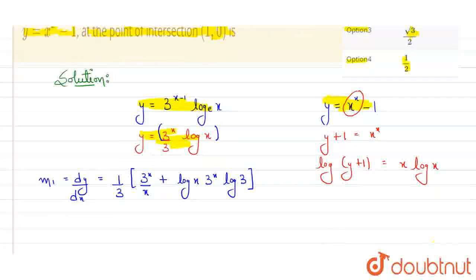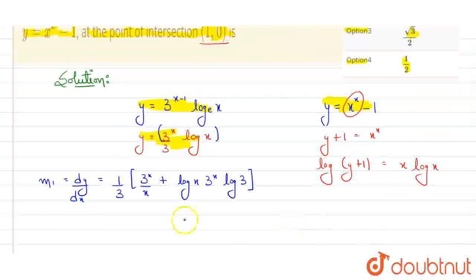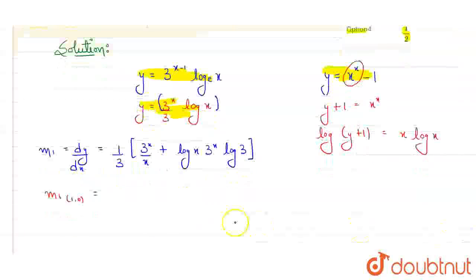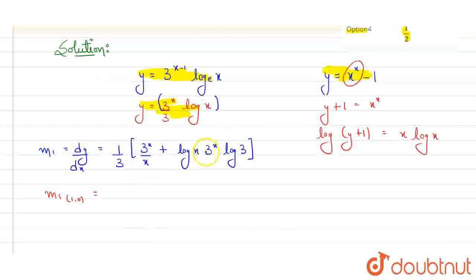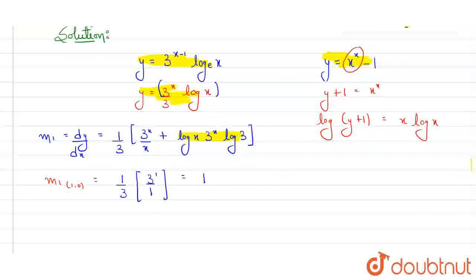Simple. Now the point given to us is the intersection point (1, 0). So the slope at (1, 0) is found by substituting 1 in place of x. If I substitute 1 here, it will be log 1, so this whole term will be 0 because log 1 is 0. So I'll just have this one, which is equal to 1/3 raised to power 1, times 1, which equals 1. My m1 value is equal to 1.